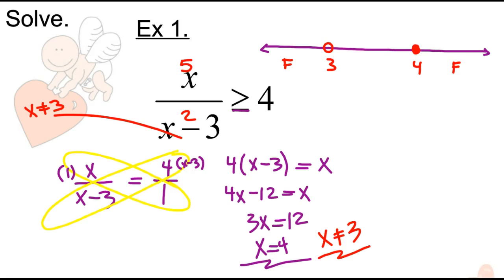I'm just going to double check here, make sure. So I'm going to put a 3.5 in there. So I get 3.5 on top, and on the bottom I get a 0.5. And if I take 3.5 divided by 0.5, that's the same as multiplying by 2. So 7 is greater than 4, so it's true. Ta-da! So it's going to be true between all numbers between 3 and 4. So you write your solution like this. x is greater than 3, cannot include that, and less than or equal to 4.